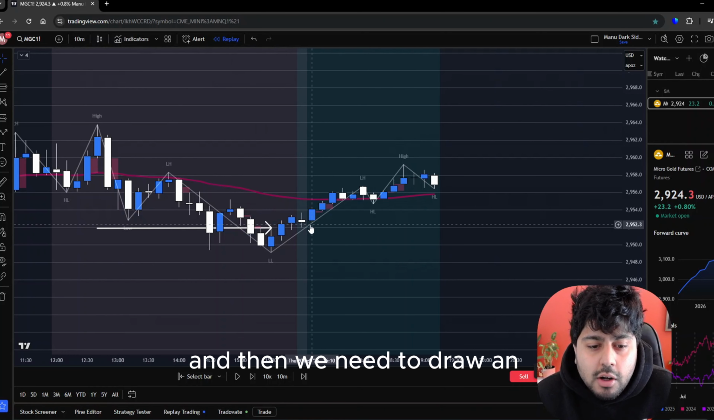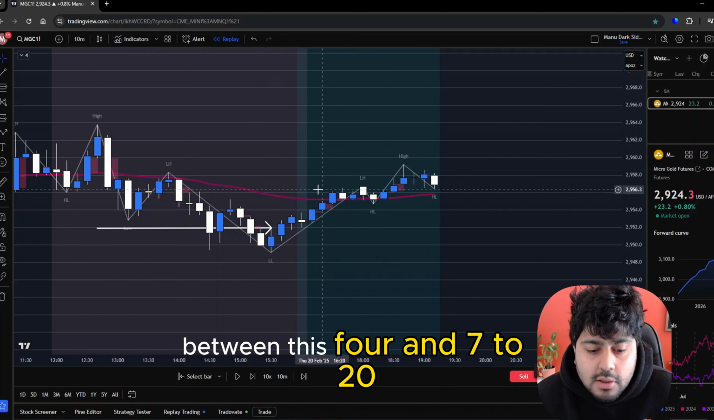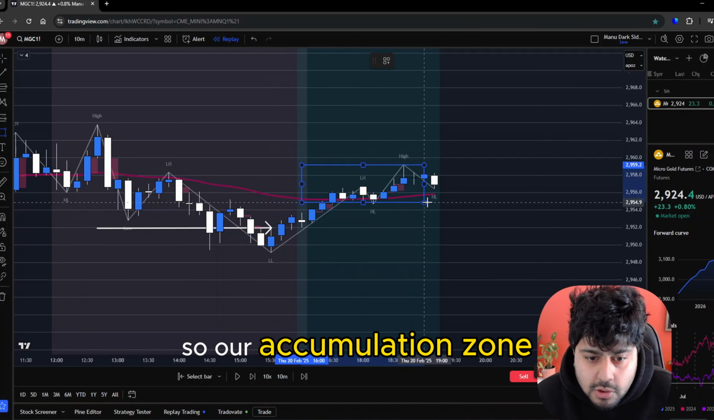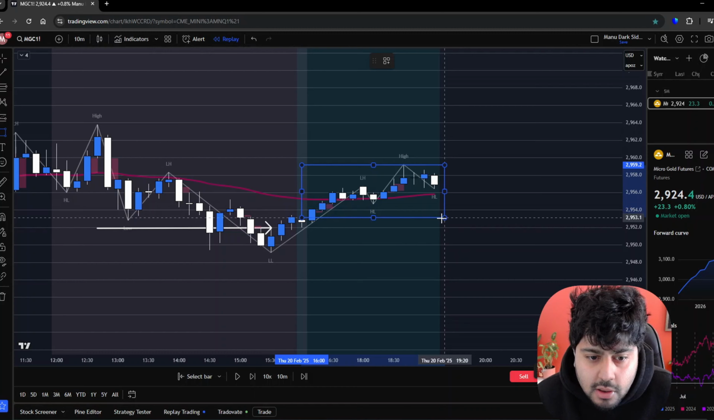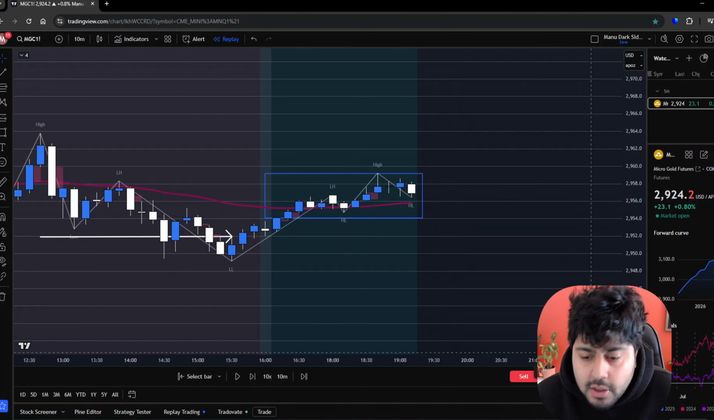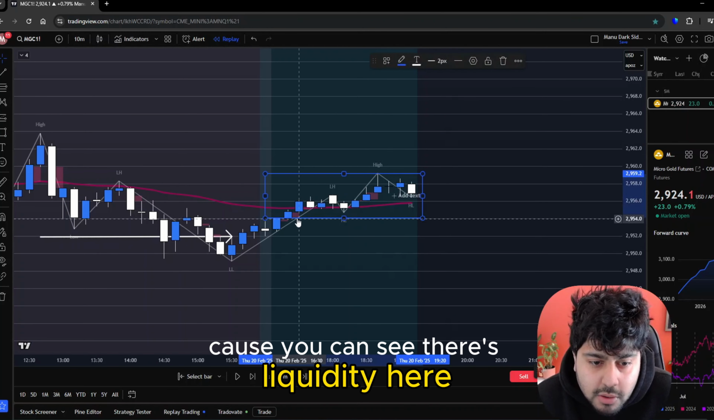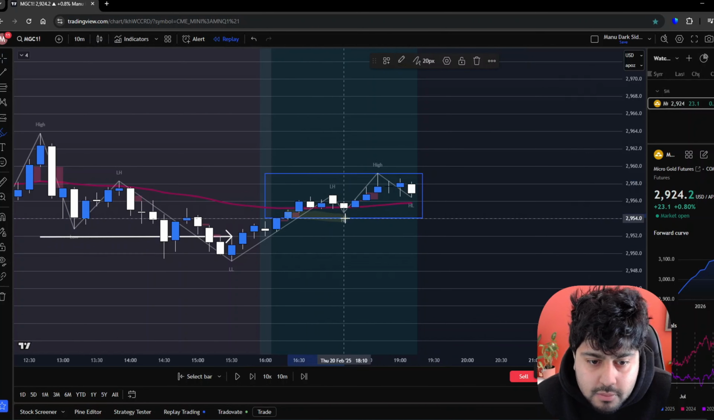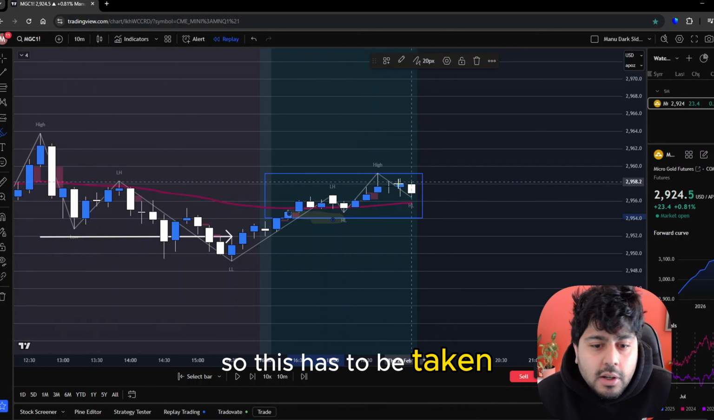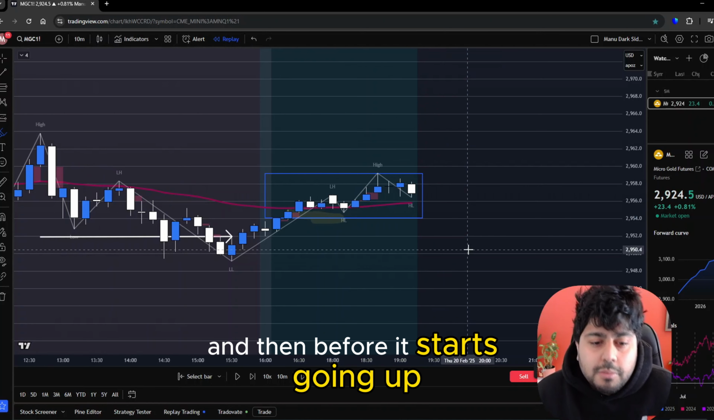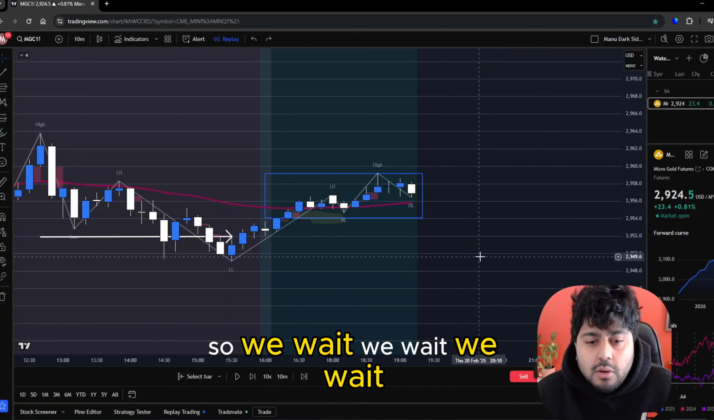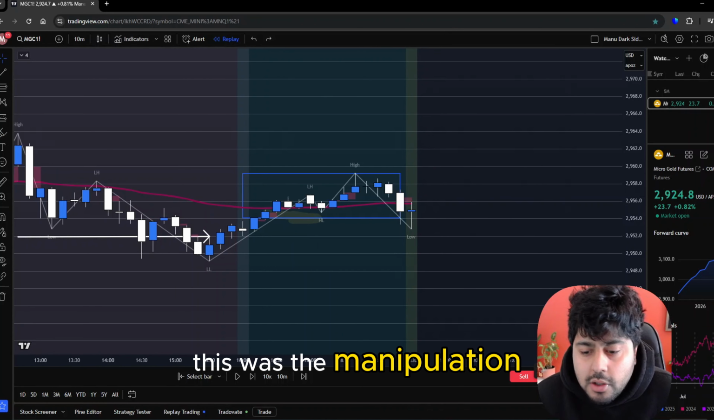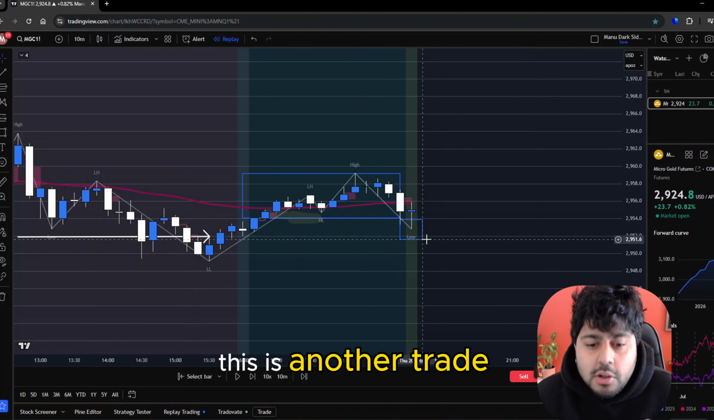And then we need to draw an accumulation zone between 4 and 7 to 20. So our accumulation zone would be something like this, because you can see there's a lot of liquidity right here. So this has to be taken before it starts going up, so we wait. Nothing. Oh, there we go. This was the manipulation. This is another trade I took live.